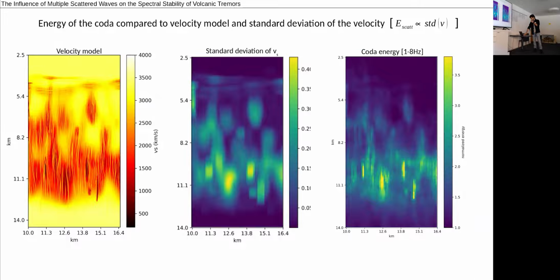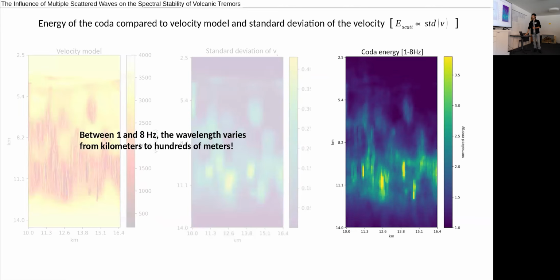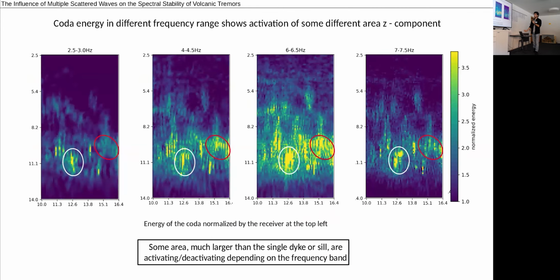But then, before I say that the scattering depends on the wavelength and the size of the heterogeneity, so you may think, okay, between 1 and 8 Hertz, we are looking at wavelengths that span from hundreds of meters to kilometers. And indeed, what we did at this point is just to look at narrower frequency ranges to see what we see. So here I'm just showing an example, so 4 frequency ranges.